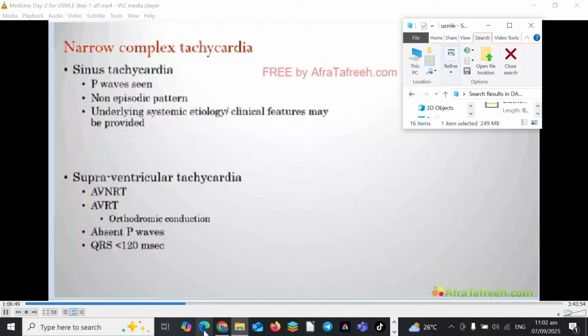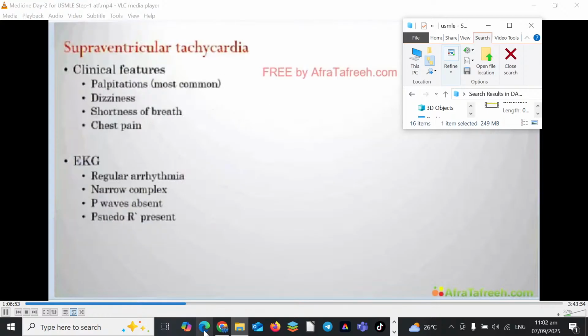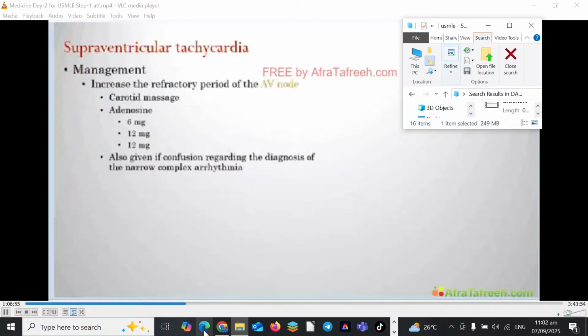So narrow complex tachycardias, you have sinus and you have supraventricular tachycardia. This is how you manage a case of supraventricular tachycardia. You want to stop the link of the AV node and the accessory pathway. So you give the AV nodal blocking agents. First thing, you do a carotid massage. You increase the vagotonic action. Second thing, you give adenosine.